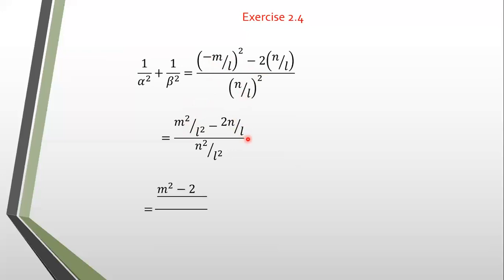Now take the LCM in the numerator, that is l square minus m square minus 2 n l over l square. L square and l square cancel out, we will get the final result, that is 1 over n square into m square minus 2 n l. Here we will take the LCM, that is l square in the numerator, m square minus 2 n l over l square and n square divided by l square as it is. This l square cancels out with this l square, we will get m square minus 2 n l over n square, and this can be written as 1 over n square into m square minus 2 n l.